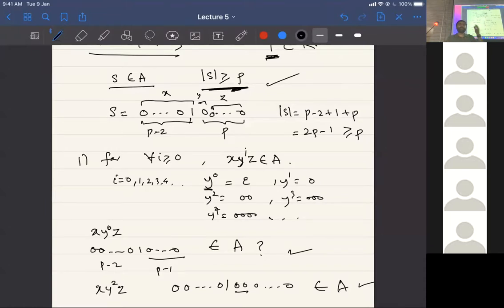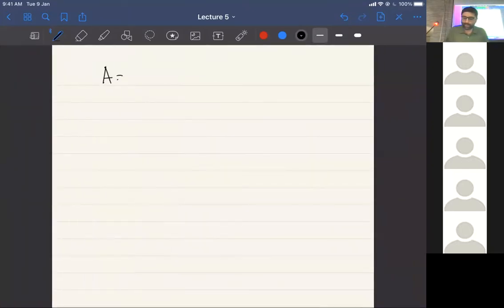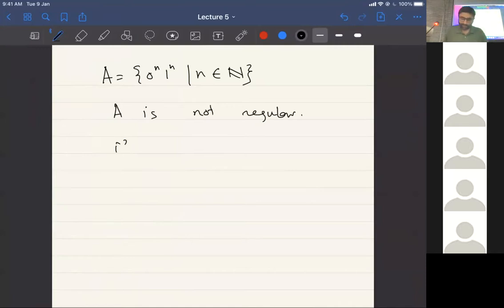Okay, and we will do some languages which are not regular, and we will show how we cannot apply the pumping lemma. So let's come back to our example of a language A that was 0^n 1^n, such that n is a natural number. We know that A is not regular. So if L is regular, then we can apply the pumping lemma. If we cannot apply the pumping lemma, then L is not regular.